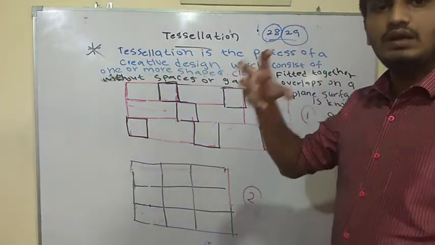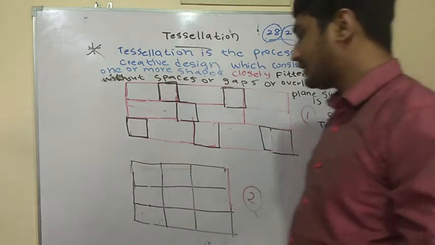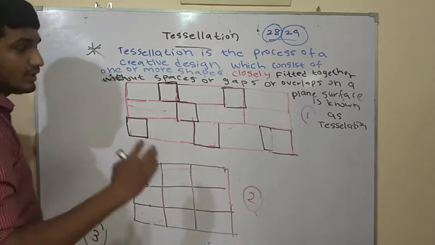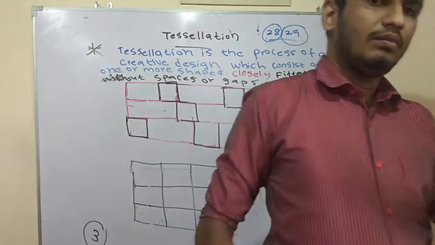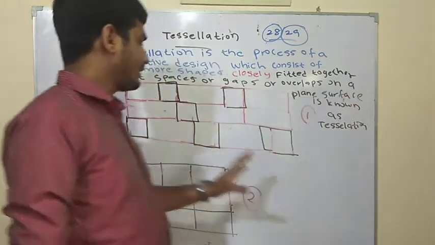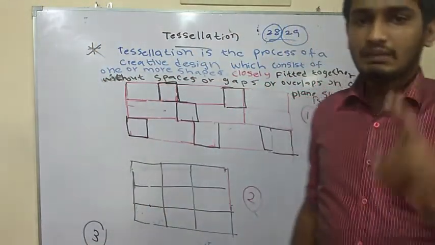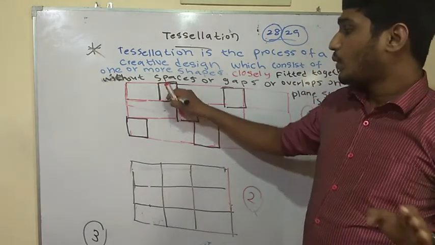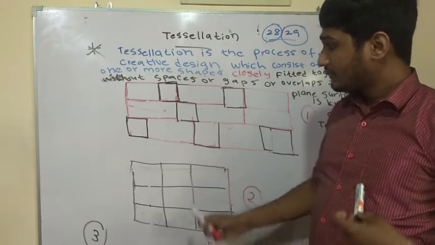So if you think creatively, I have drawn two figures. Now draw the third one on your own. Draw a third figure, a tessellation, a creative design without spaces or gaps. You can use two shapes and draw any kind of design that you like. Remember, tessellation means a creative design which doesn't consist of overlaps or gaps.